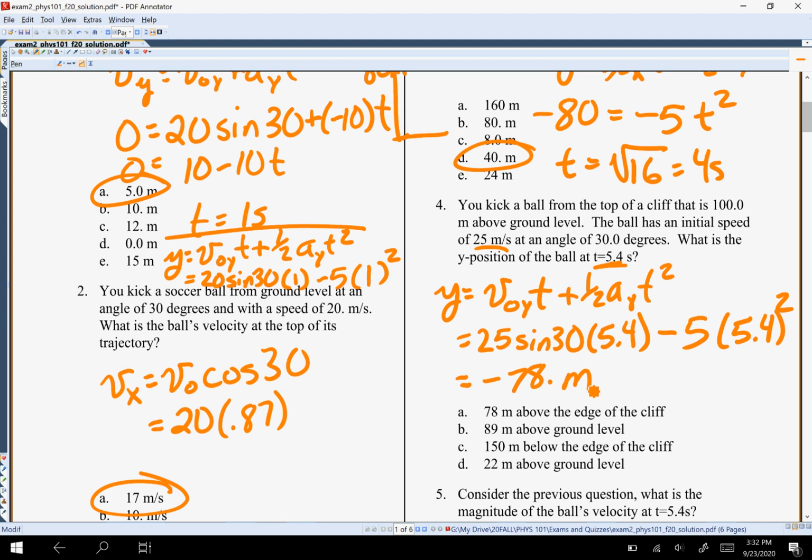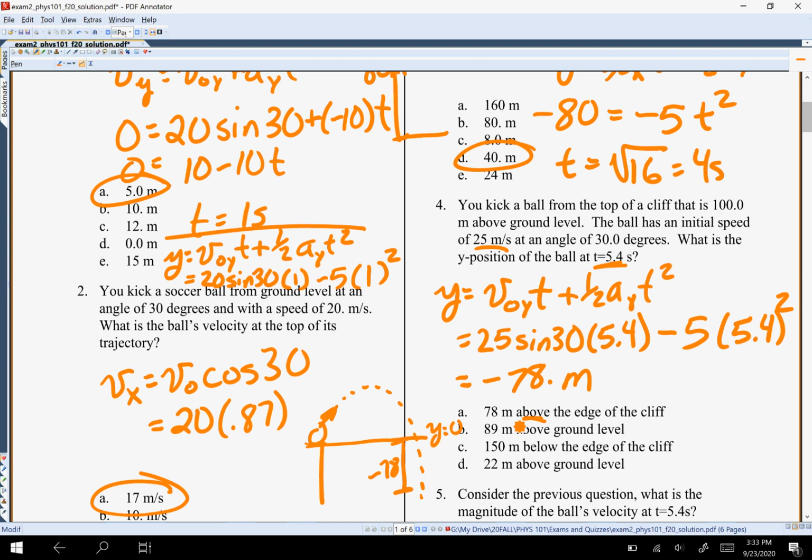This problem is a little bit more complicated because the y position is negative, and you really have to think about this just a little bit because look, I have this cliff right here and I have this ball and it's going off like this, and when I find that it's at minus 78 meters, what that means is that this is y equals 0, and so 78 meters is down here, or negative 78. So it would be 78 meters below the edge of the cliff, but that's not what this says. This is above the edge of the cliff. And so this is kind of like in lab when you were doing the shoot the monkey experiment, where you're trying to shoot the ball through the ring.